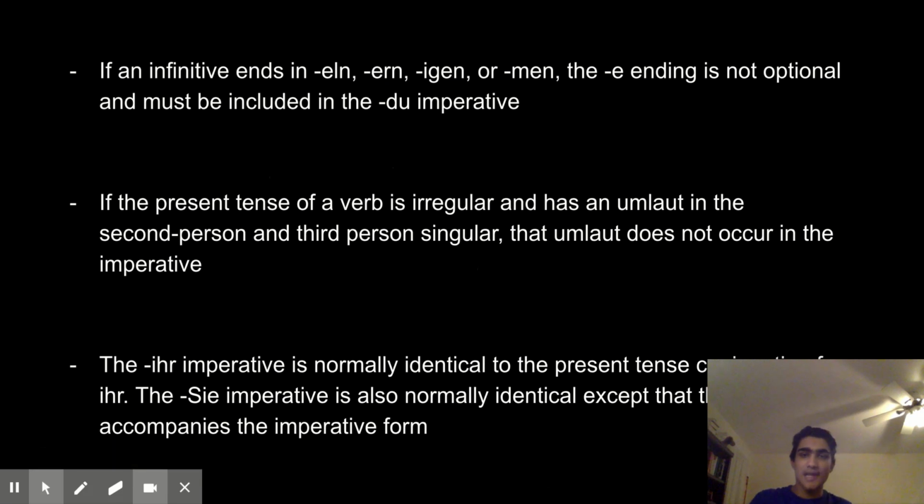Now, if the present tense of a verb is irregular, it has an umlaut in the second and third person singular, that umlaut does not occur in the imperative. That should be pretty straightforward.